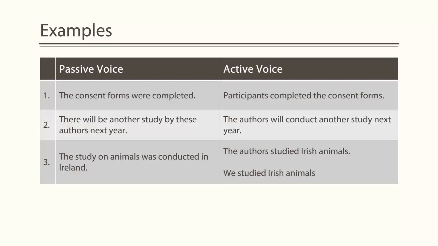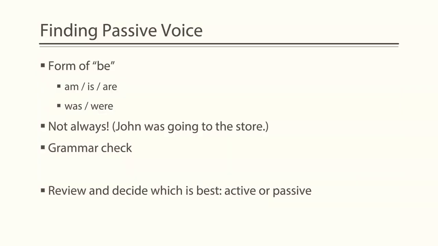assignment and the professor. To find incidents of passive voice in your paper when you are editing, you can recognize them when the verb phrase includes a form of be, such as am, is, are, was, and were. This is not always a guarantee it's passive, as you'll notice in the example, "John was going to the store," but these are a good place to start to search and find your passive voice.